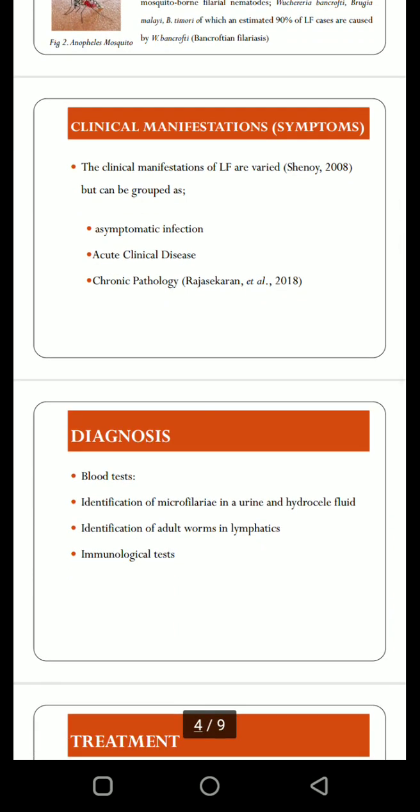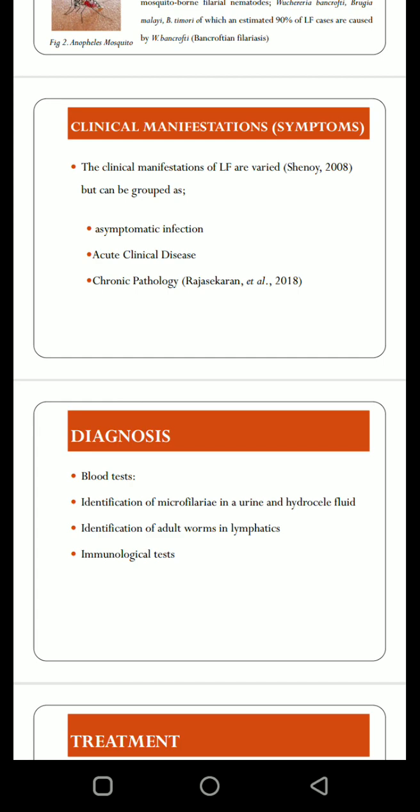Now, the clinical manifestation, how to know the symptoms. The clinical manifestations of lymphatic filariasis are varied, but can be grouped as, one, asymptomatic infection. This is when you don't have any symptoms outside, like you don't have any burns or skin rash and the like, but in the body you have fever, dizziness, and the like. Then the second is the acute clinical disease. This is when you have acute problems in the body. The lymphedema you just saw is one of the acute clinical diseases.